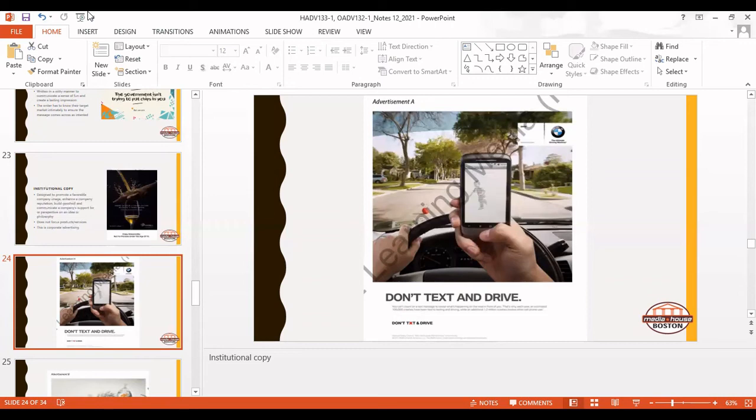Okay. Then we talked about the institutional copy. Okay, so institutional copy, we say, is designed to create a favorable company image. Okay, to enhance a company reputation, that is to build goodwill, communicate a company support or perspective, idea, or it can be any business philosophy. Okay, so on institutional copy, you as a copywriter, you don't focus on products and service. Rather, you focus on the organization itself. Okay.